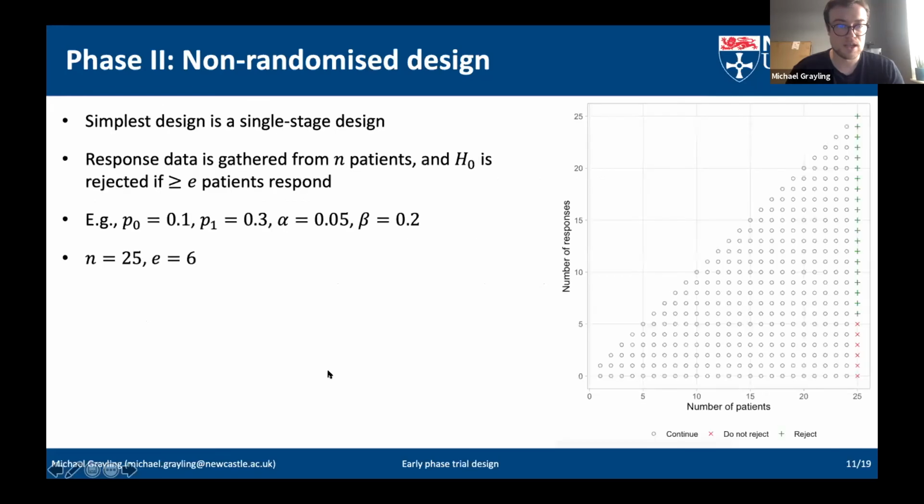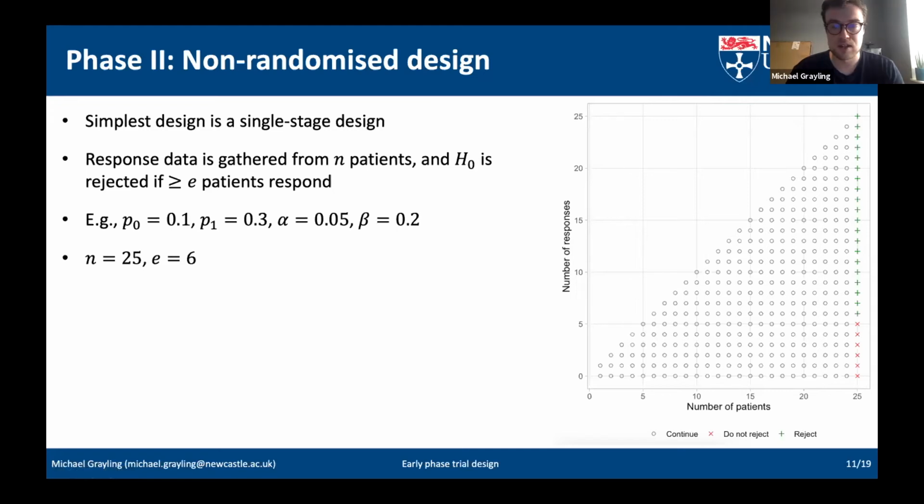So the simplest possible design you can use in this setting is just a single stage design. So how this would work is that you'd gather data from little n patients, and you'd reject the null hypothesis if greater than or equal to E patients respond. And the values of E and n are just determined based on the parameters of your study. So for example, if P0, the uninteresting response rate, is 10%, the interesting response rate P1 is 30%, and we're targeting a 5% type 1 error rate and a 20% type 2 error rate, then what we'd need is 25 patients for our study, and we'd reject our null hypothesis if at least 6 of these responded to treatment.